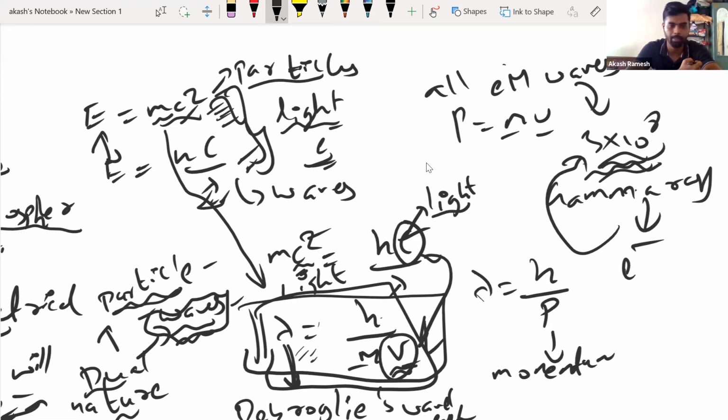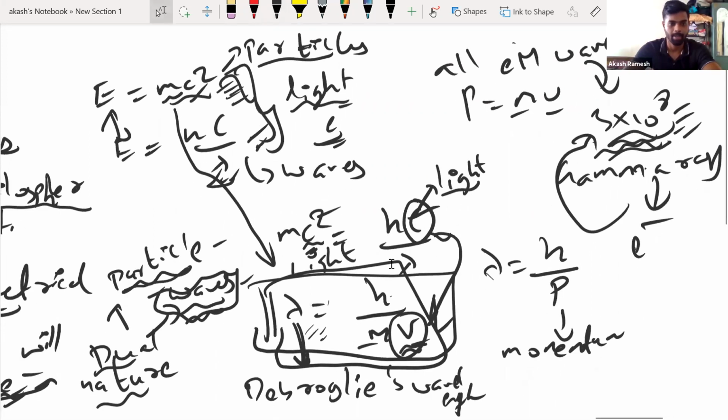But again, obviously it depends on the medium. In vacuum, definitely, all these things will move at the same speed, 3 × 10^8. So this is de Broglie's wavelength, lambda is equal to h by m v.